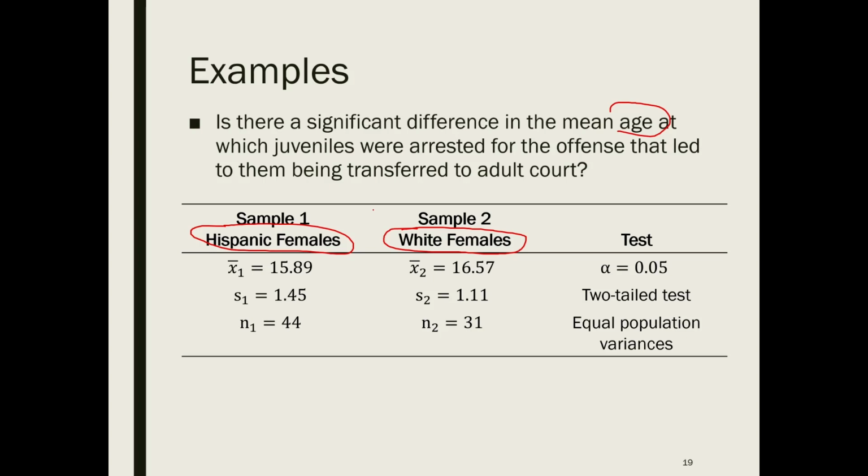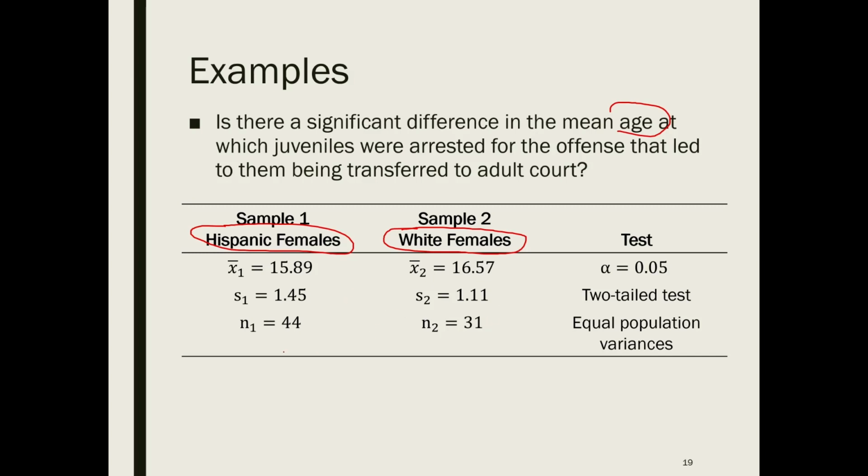From here, sample 1 is the Hispanic female juveniles, and their mean age is 15.89 when they were arrested and transferred to adult court. Standard deviation 1.45. The sample size for the Hispanic females is 44. For the white females, the mean age transferred to adult court is 16.57, standard deviation 1.11. The sample size is 31.